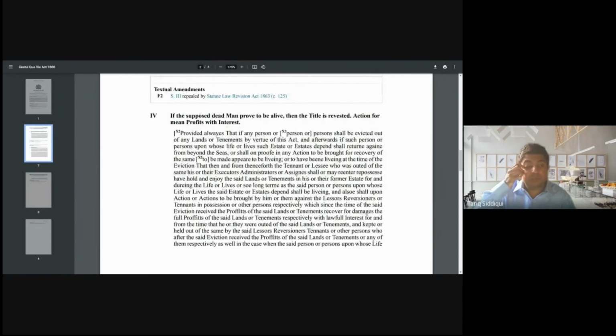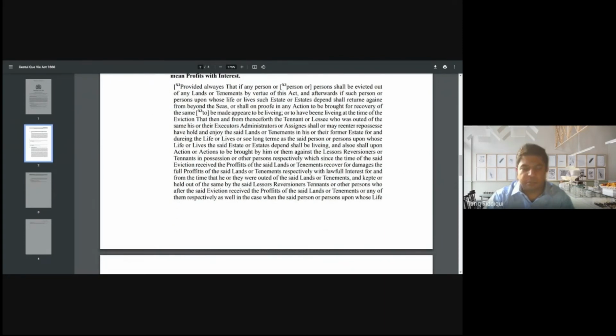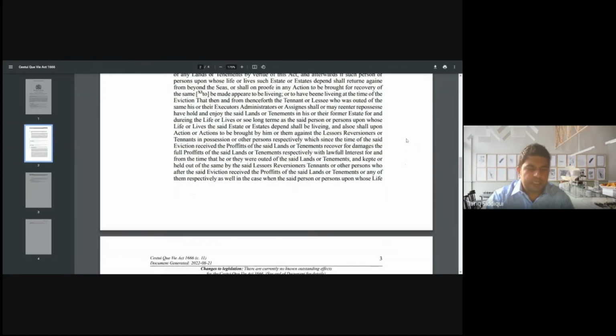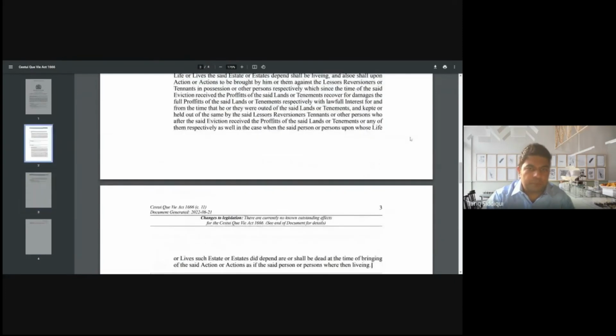I don't know how much of that they will accept, but it looks like this is pretty clear in terms of what they're trying to say. If the supposed dead man proved to be alive and the title is revested, so on and so forth, what are some of the actions that need to take place with regards to those people who are either executor administrators or assigns, and what rights or powers they have for this person.